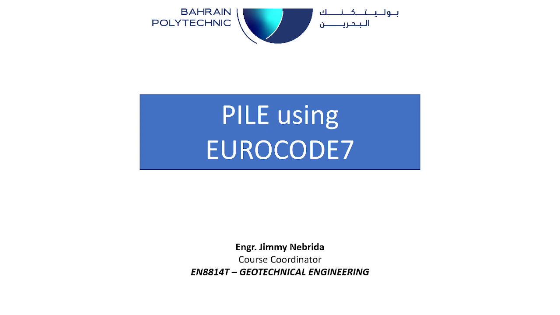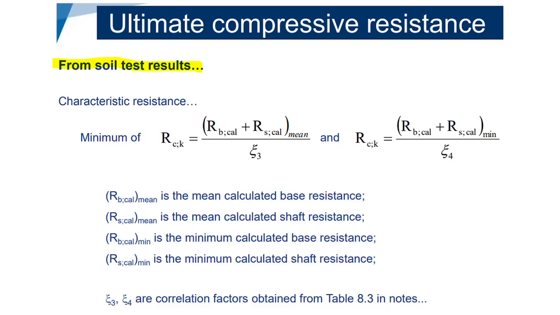Okay, so let me explain to you today the analysis of pile using EUROCODE 7. Specifically, we are going to analyze the pile using the soil test results. There's another one using the actual load test results. Here, we're going to take the results coming from the soil testing. So you see the characteristic resistance you have here.